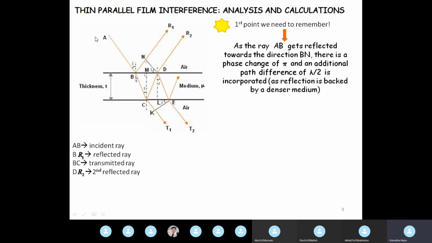Now, we have AB as the incident ray, BR1 as the first reflected ray, BC as the transmitted ray, and here DR2 is the second reflected ray. So as discussed, interference will take place between BR1 and DR2.